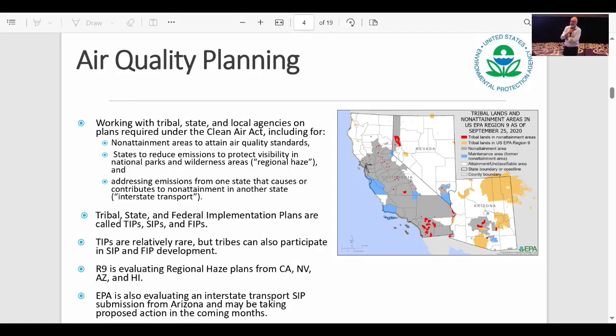One thing we care about greatly is visibility in what we call class one areas, which are usually national parks and national forests. That's our regional haze program. I think some of you have heard of that. We also have special programs where one state impacts another state, and we call that transport. That's pretty significant because tribes sometimes have their own treatment under that, and some tribes also have treatment in a manner similar to state. We want to make sure all the sources in one state are controlled well enough so they're not causing problems in another state or, in a lot of cases, another tribe. Okay, so next slide, Eddie.